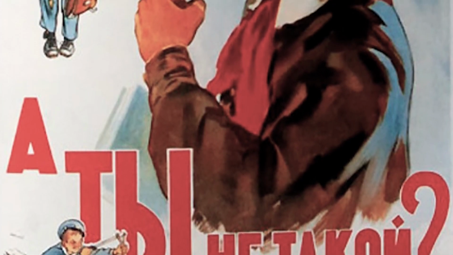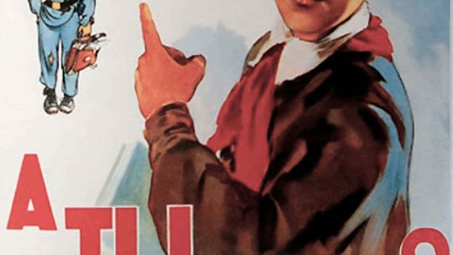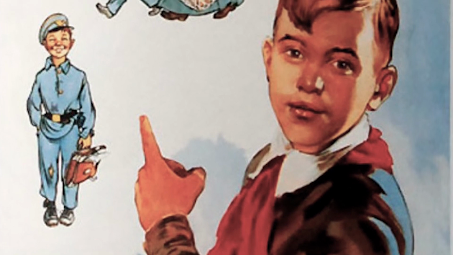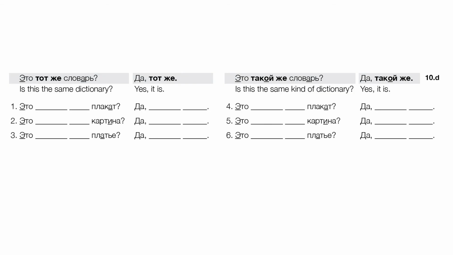Here's a poster. А ты не такой, right? Are you not like this? And you see he's literally pointing, right, with this demonstrative adjective такой. Are you not like this little brat who goes around not helping old women carry their groceries, or shooting people with slingshots and cheating on tests and all this stuff? So again, here we have a young, upstanding pioneer who's pointing out bad behavior and shaming those who engage in it, right? There's sort of a lot of pointing and shaming and things like this in a lot of these Soviet posters.